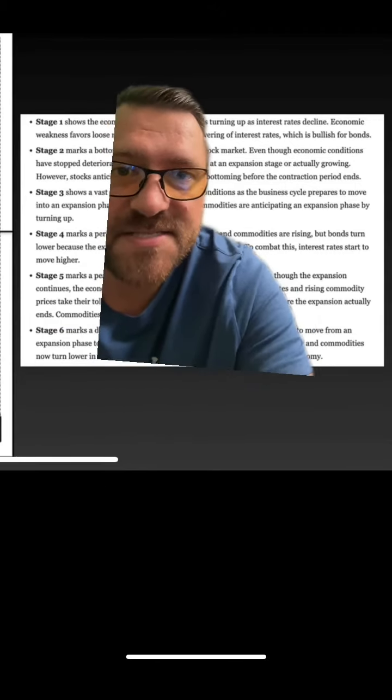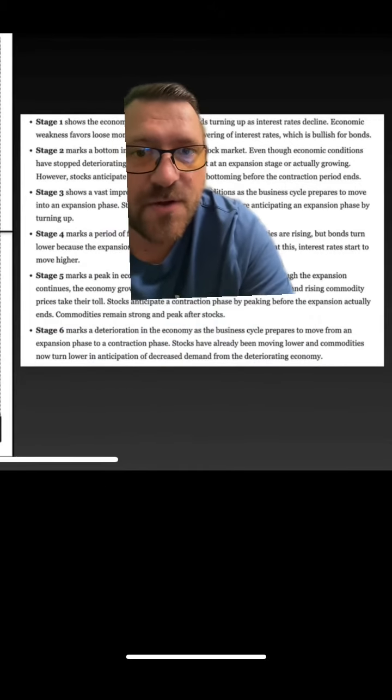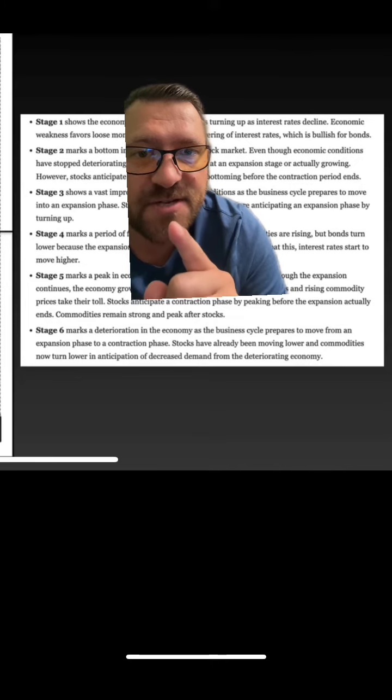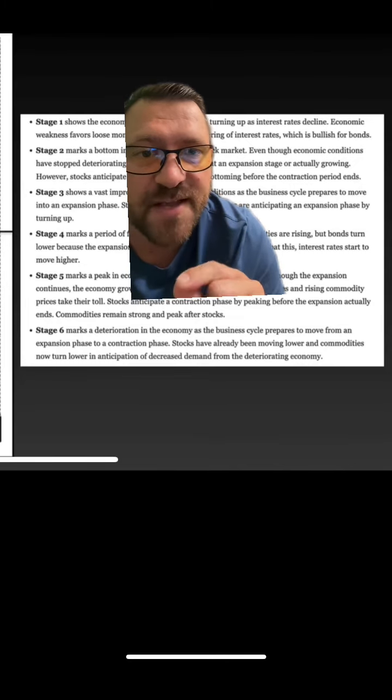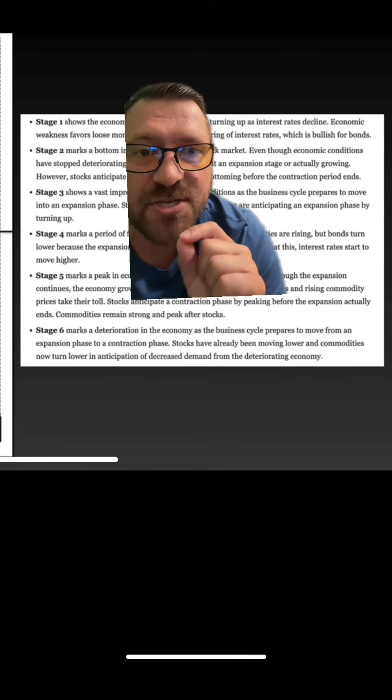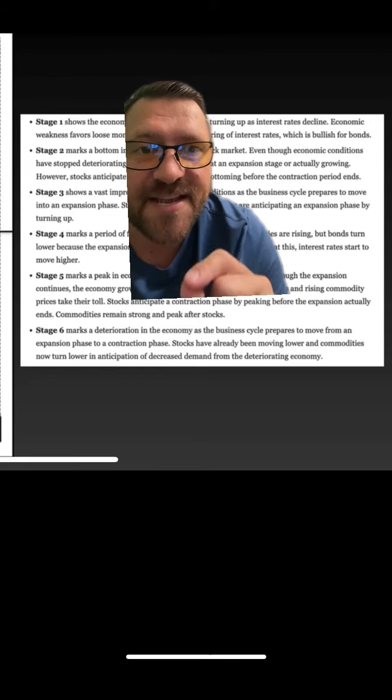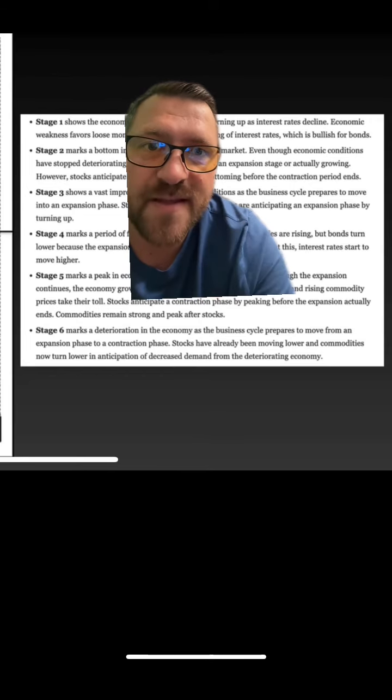Now let's look at stage six. This is a really interesting one. Stage six marks a deterioration in the economy as the business cycle prepares to move from an expansion phase to a contraction phase. Stocks have already been moving lower and commodities now turn lower in anticipation of decreased demand from the deteriorating economy. So what phase do I think we're in?